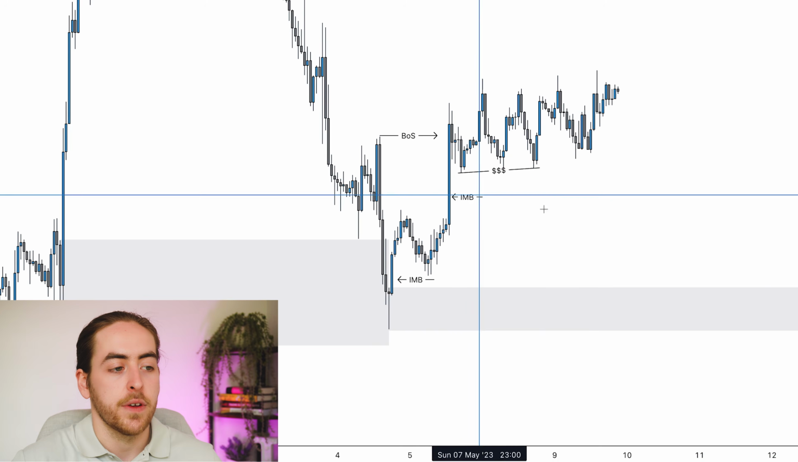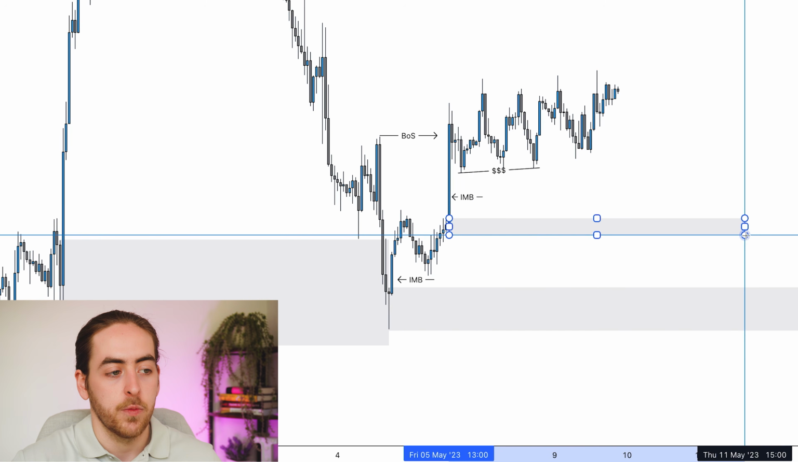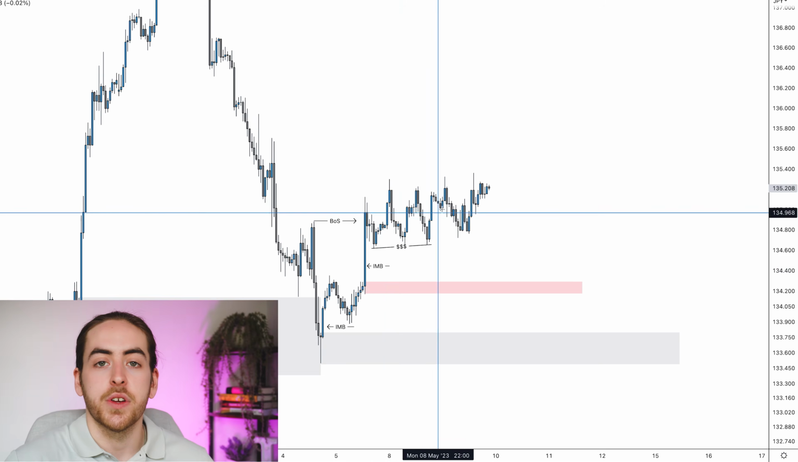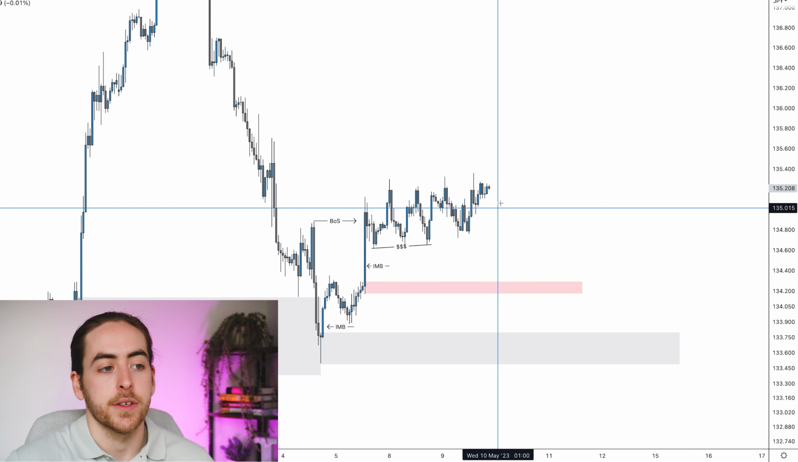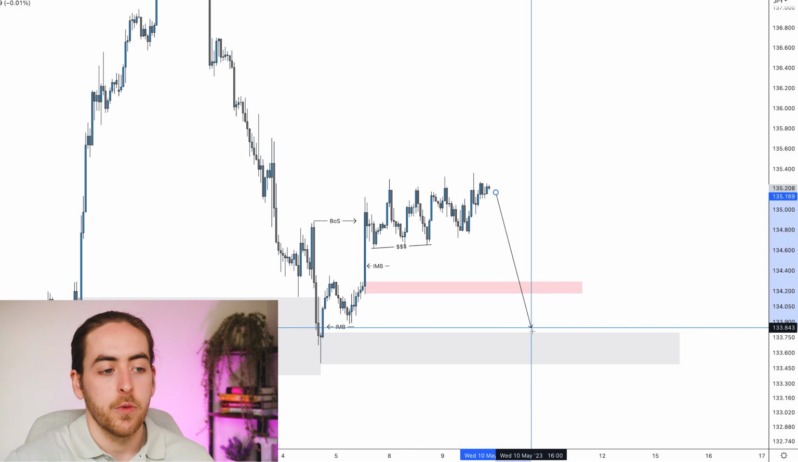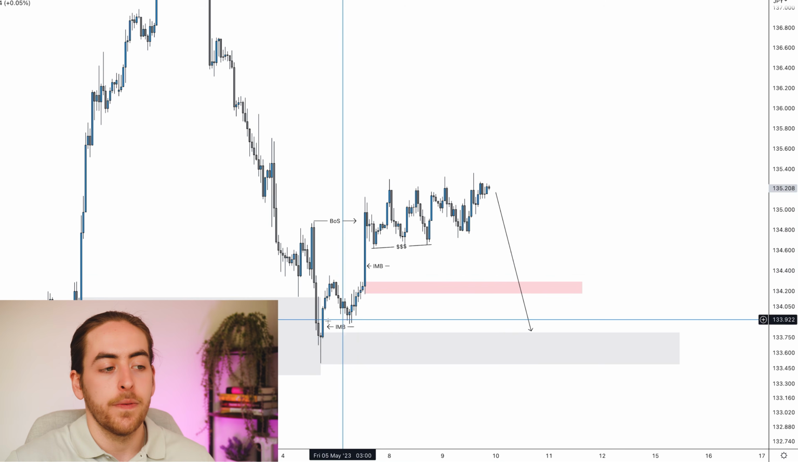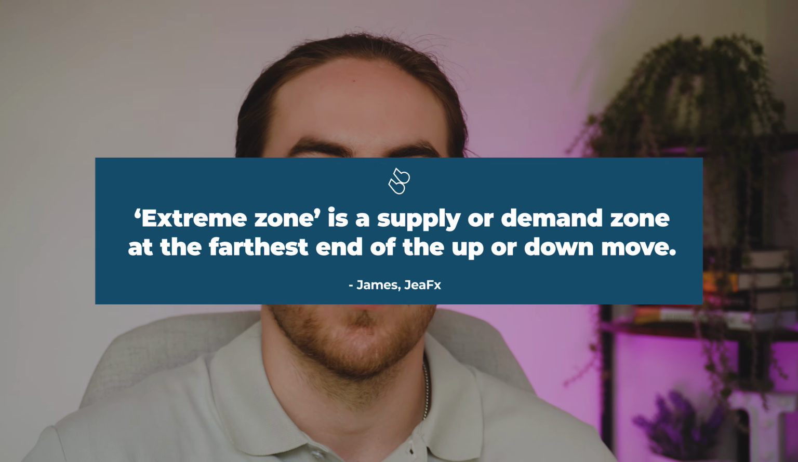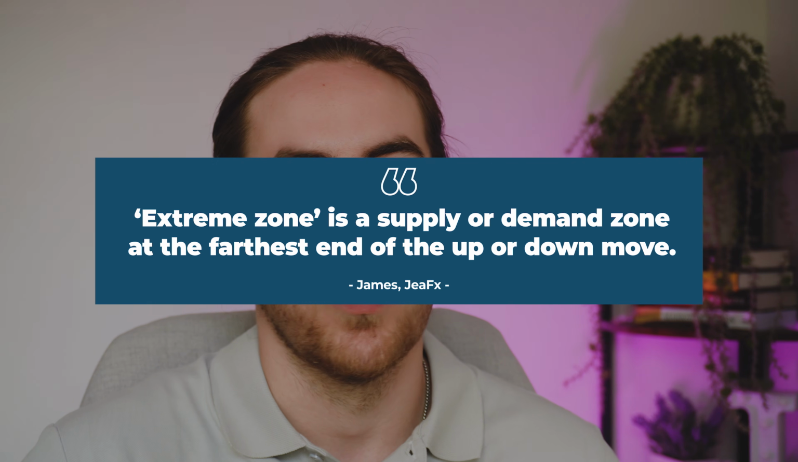Now, why don't I think the market will stop at this demand zone here? Well, that is due to inducement. Basically, when we have a super clear zone in the market, a lot of the time, the market won't actually stop there and reverse, and instead will take out that level where the buyers have been attracted in to fill some deeper imbalance and trade into what we call an extreme zone, which is the demand or supply zone at the furthest end of the up or down move. In this case, it's a demand in a buy move.